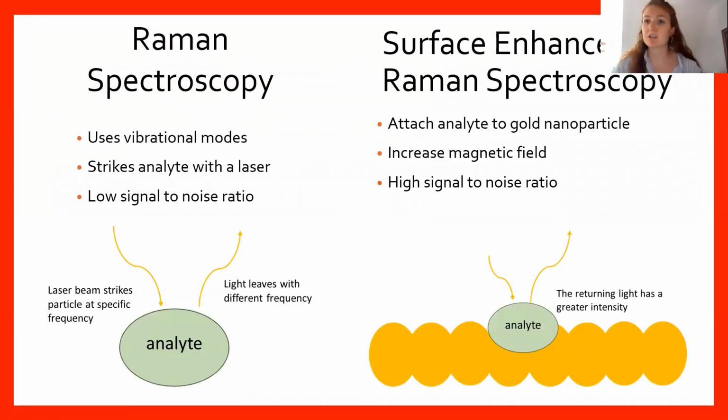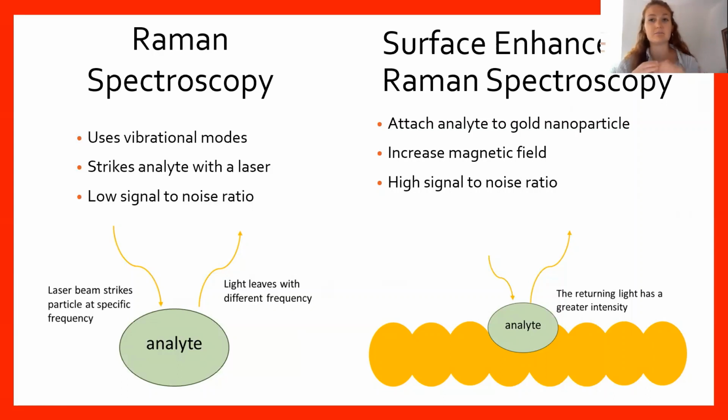Raman spectroscopy is a type of spectroscopy that uses vibrational modes. What it does is a laser beam strikes the analyte, or the thing that we're looking at, and after it hits it, it bounces back with a different frequency. And so our spectrometer can read the frequency it sends out versus what it got back after it struck the analyte. But the one problem with this is that there's a low signal to noise ratio.